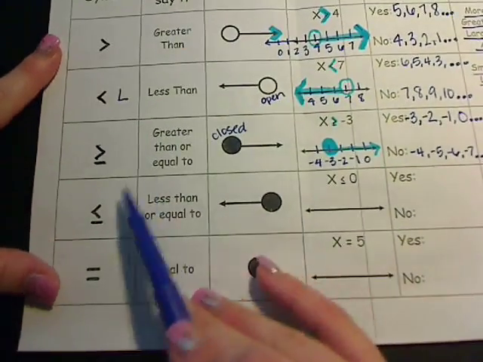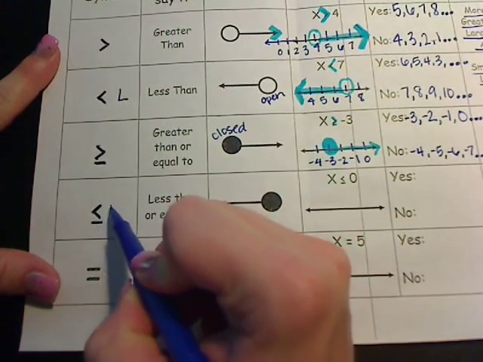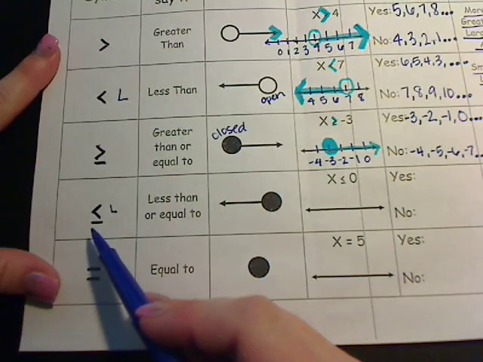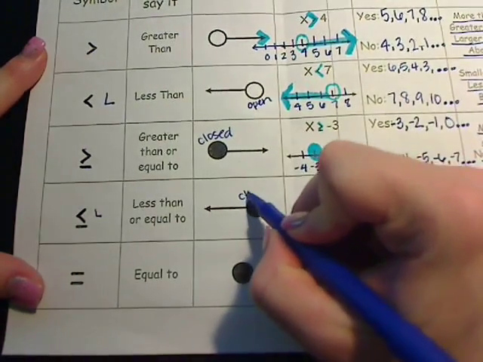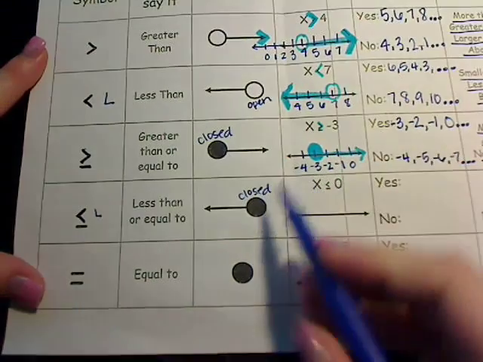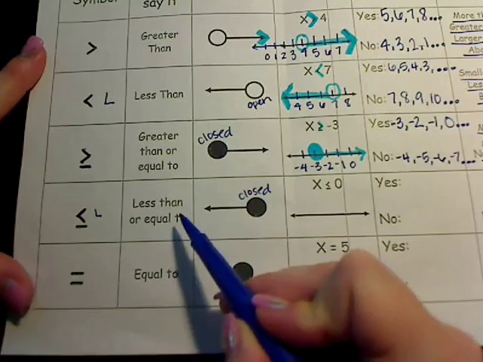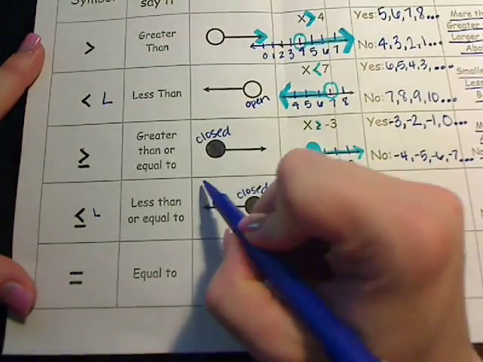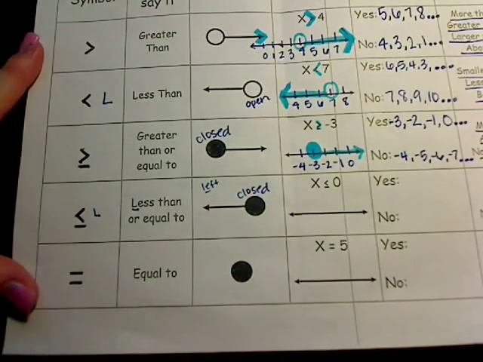Okay, this one is less than. Remember, that kind of looks like an L. Less than or equal to. Okay, that would be a closed circle because it could equal that number, and everything less than that or to the left on the graph. Left, less, there's another trick for you.